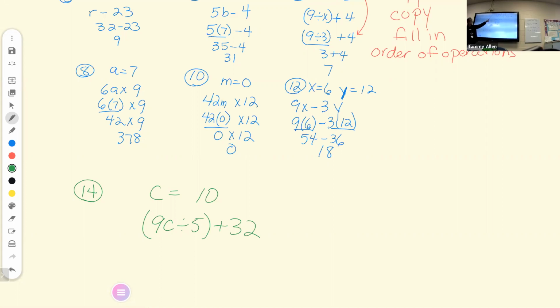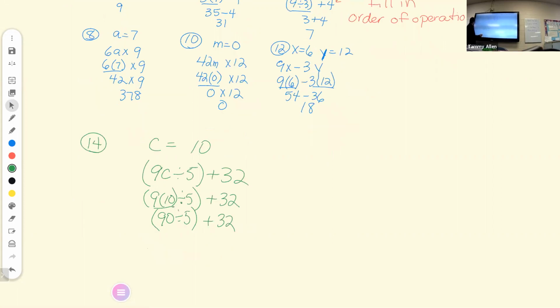We're at that fill-in spot. So now we do 9 times 10 divided by 5. That quotient, we're going to add 32 to it. Well, 9 times 10 is 90, divided by 5. We're going to add 32 to it. 90 divided by 5, what does that give us?